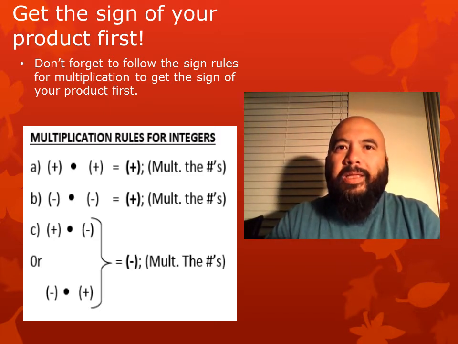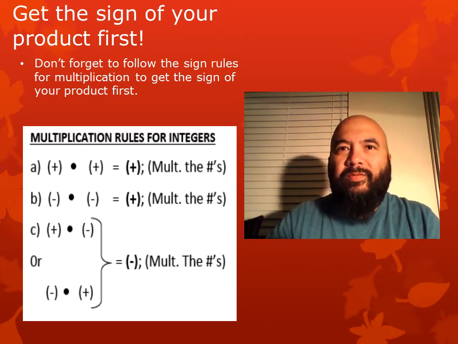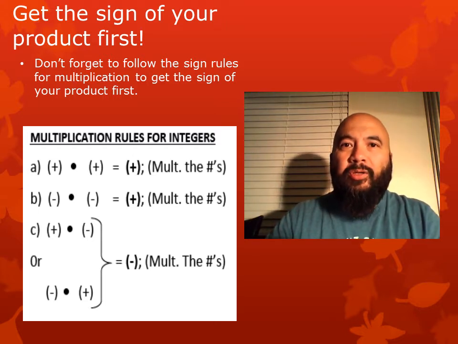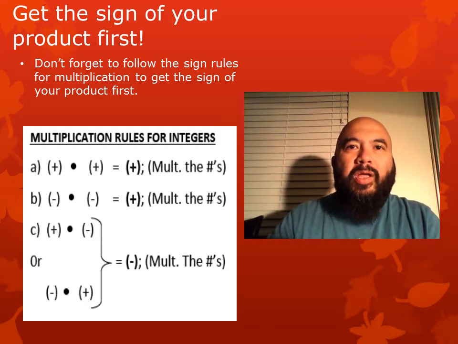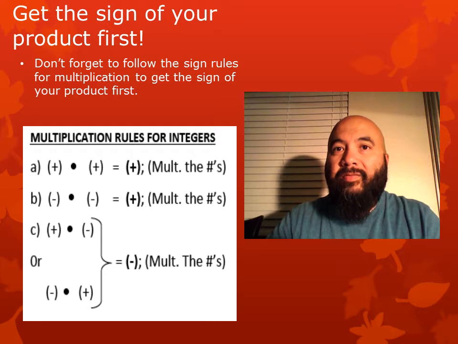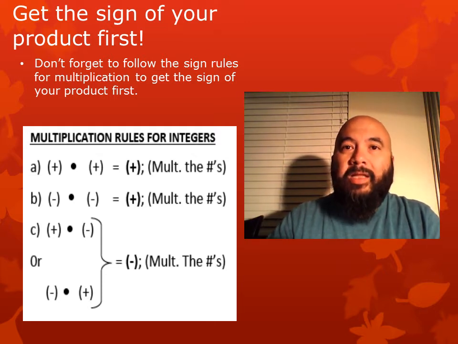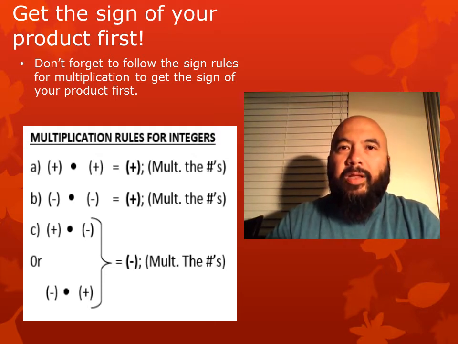Remember that when you're multiplying a positive times a positive, whether it's a fraction, decimal, or an integer, that number is going to be a positive. A negative times a negative is positive when you multiply the numbers. When the signs are different, a negative times a positive or a positive times a negative, that product comes out to a negative, and then you just multiply the numbers. So if at all possible, try to get the sign first.